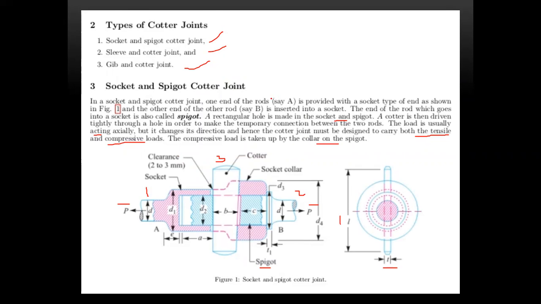So this is the figure of the socket and spigot quarter joint, which I've mentioned in the earlier class also.